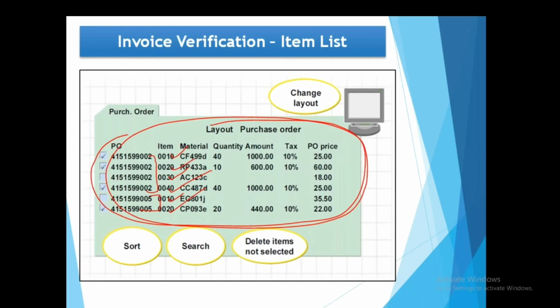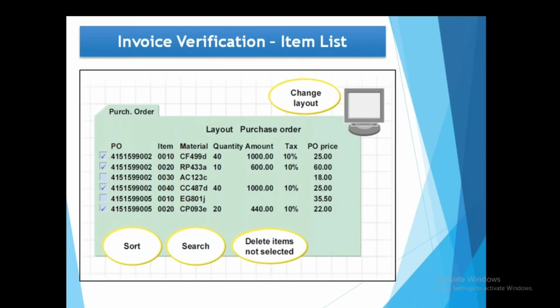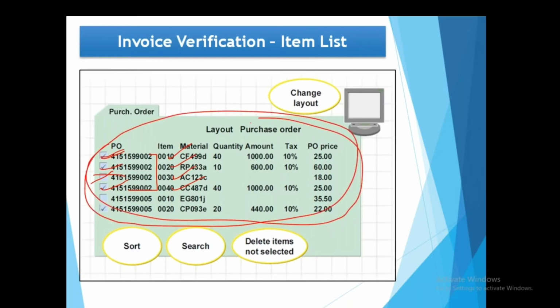Okay. So this is the invoice verification for multiple purchase orders at the same time. And while doing the invoice verification, you can select the item also. If you see here in this PO, I have 4 items, item 10, 20, 30 and 40. But I want to do invoice verification only for item 10, 20 and 40, not for 30. So that also is possible through the Miro transaction.